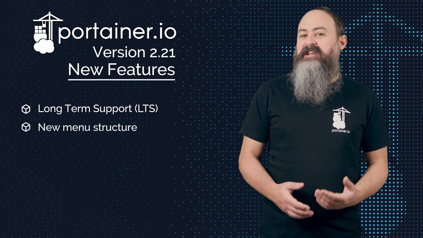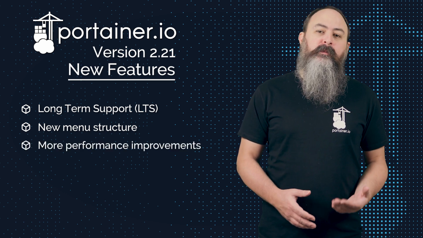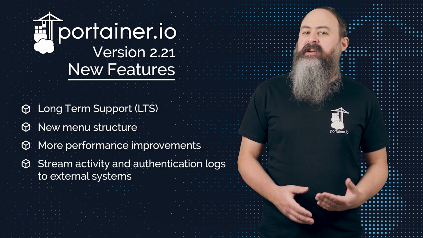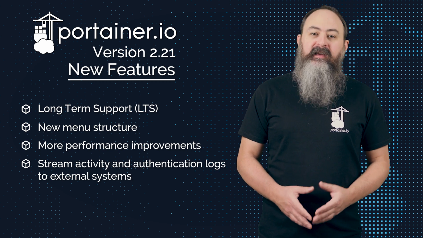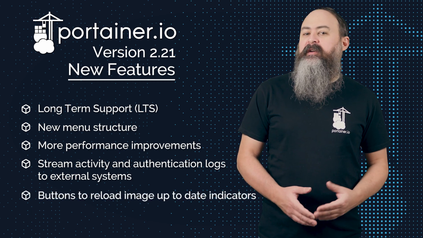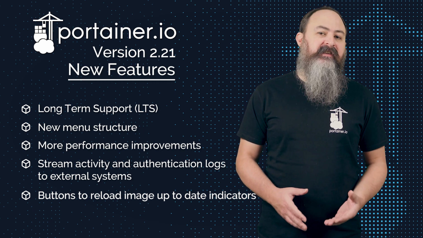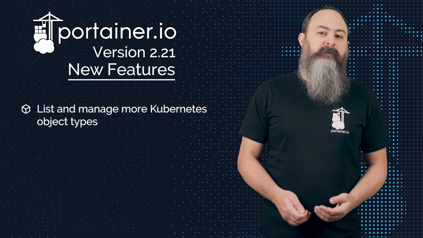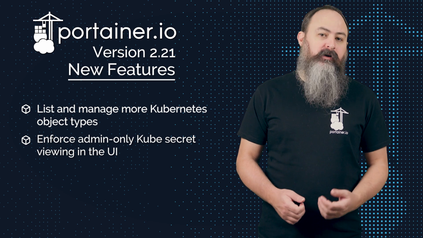This release includes a change to our menu structure in some areas to improve usability. We've also made more performance adjustments to Portainer that we hope will improve your experience. The first iteration of support for log shipping of the Portainer activity and authentication logs is in this version, configurable through CLI options. We've also extended our new image indicator feature to include on-demand rechecks of image statuses from the UI. In the Kubernetes space, we've added more object types that can be managed through Portainer, as well as adding admin-only secret viewing as an option.